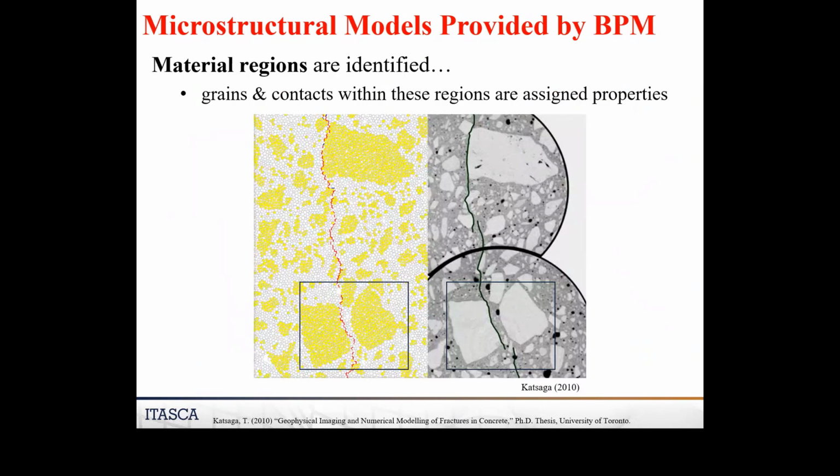Here's another way we can do this. This is work by Tatiana Katsaga back in 2010 for her PhD at the University of Toronto. This is a concrete specimen, and you can see what's been done here. We start with a bonded assembly in the background, and then here's an aggregate piece. So we make all these guys part of that same group. We give the aggregate different properties than we give the mortar. And here she's doing a comparison of the broken bonds and the damage that was seen in the test.